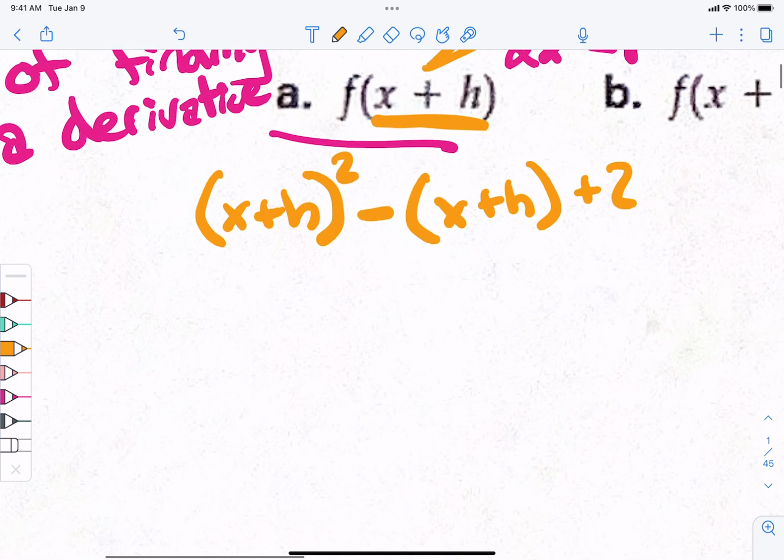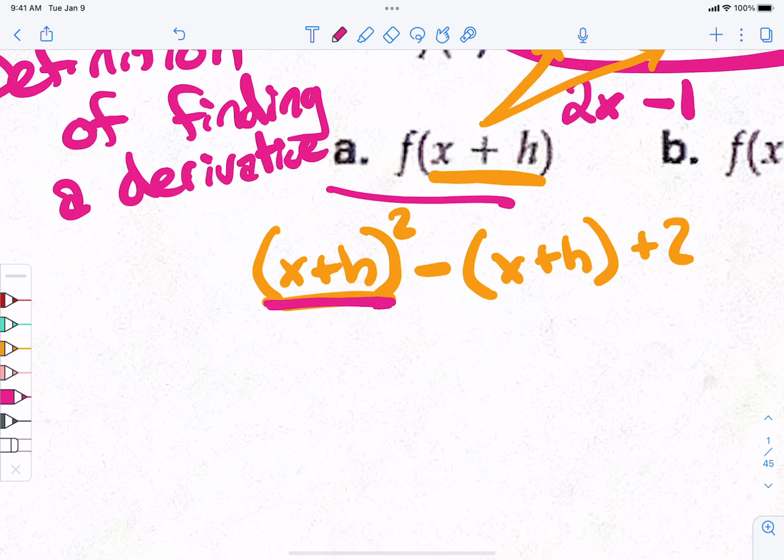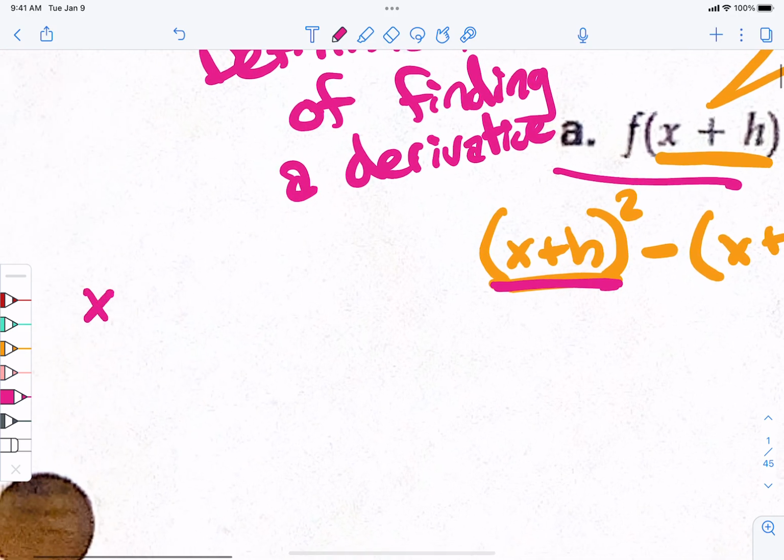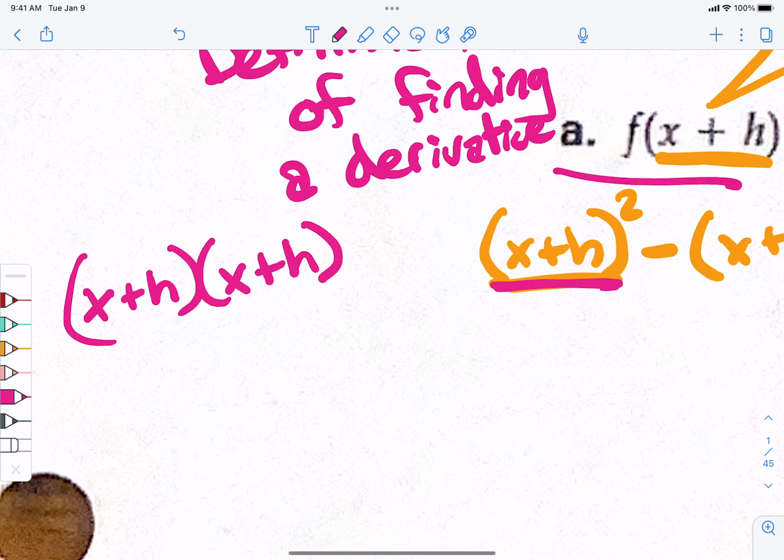Does one of them go away when you subtract it, or no? We will have a bunch of stuff cancel out, yes, but we've got to FOIL this first before we subtract. Okay, we've got to FOIL this thing out first. So I'm going to go over here to the side, and I'm going to do x plus h times x plus h, okay? And we're going to FOIL this.